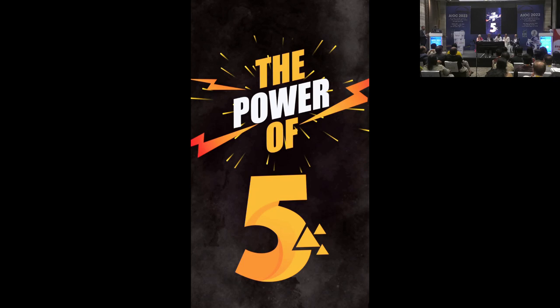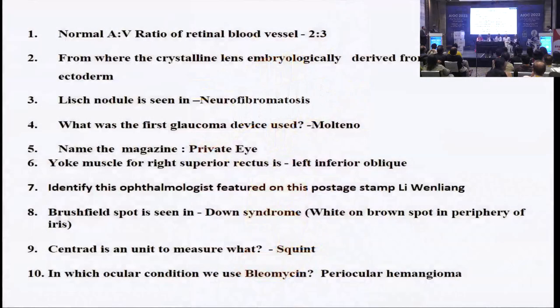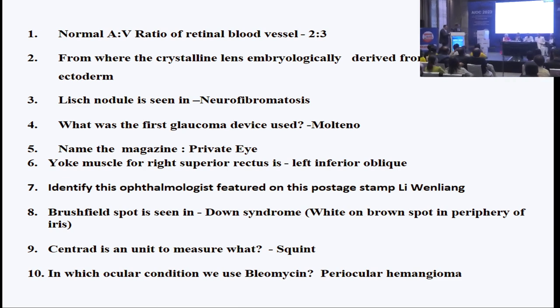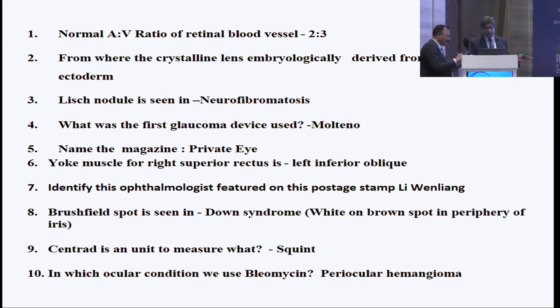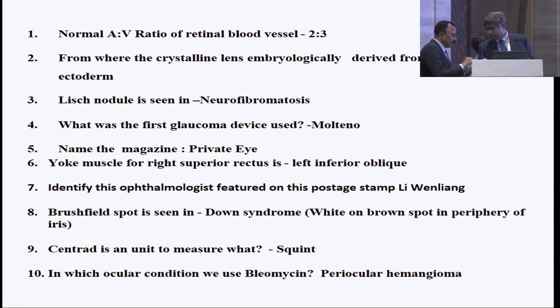No, there's time left. Ask him more questions. Time left here. So, normal AV ratio, you got this right. Surface ectoderm, you got this right. Lisch nodule, neurofibromatosis is right. Molteno is right. You tell what is wrong here. Number five, Private Eye is wrong. Yoke muscle, left inferior oblique, right. Identify the ophthalmologist, right. Li Wenliang, who was the whistleblower for COVID. Brushfield spot in Down syndrome, you got it right.